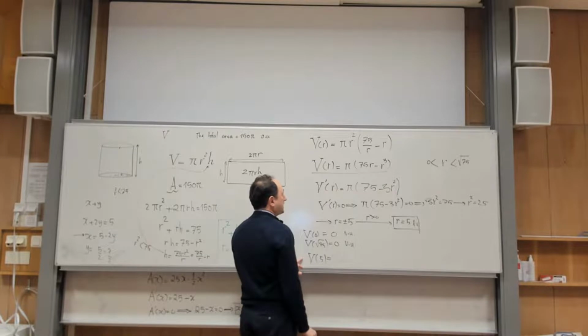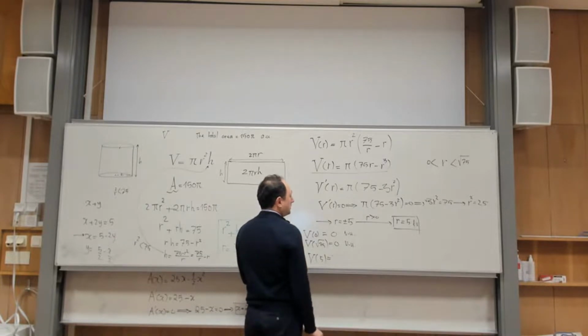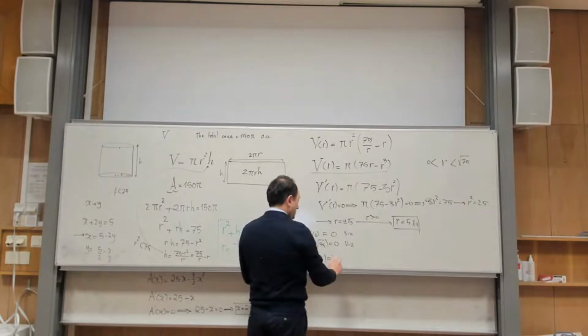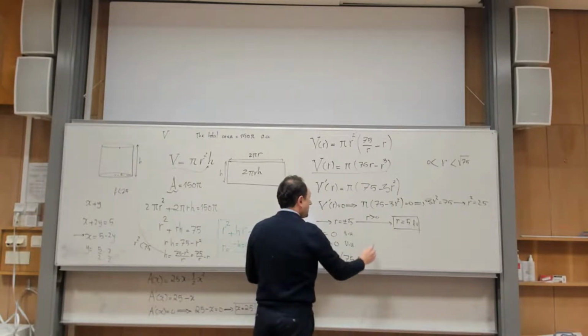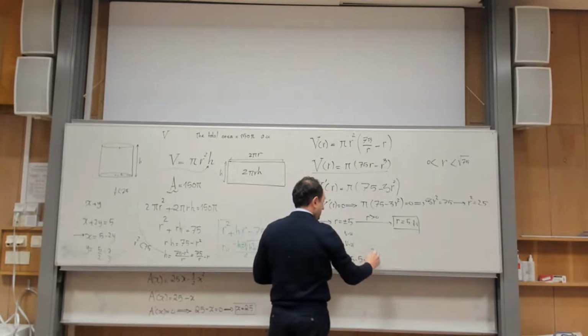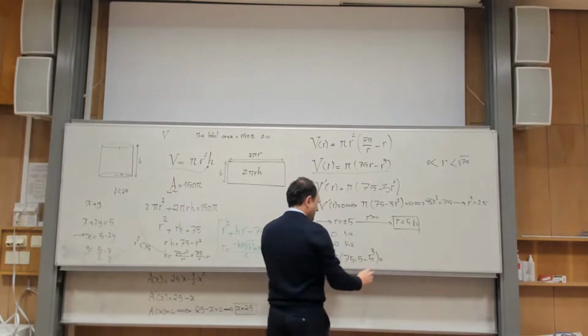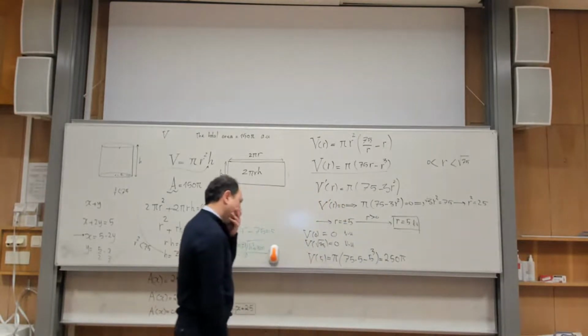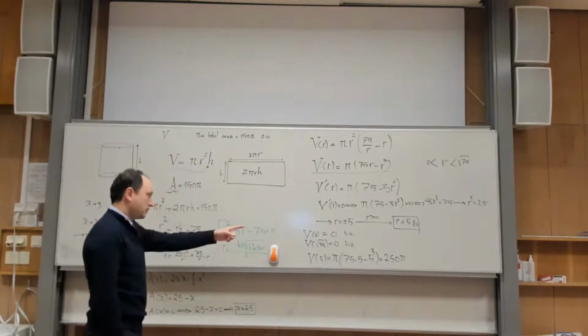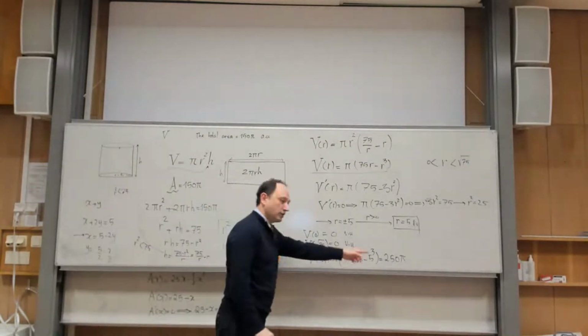Yes or no? That's the function. So this becomes pi times 75 times 5 minus 5 to the 3. So that's 375 minus 125, that is 250 pi. Am I right? Yes, that is 125. Yeah, that's correct.